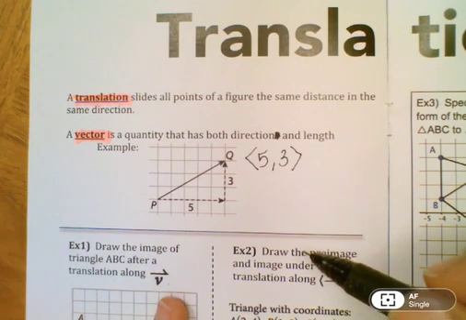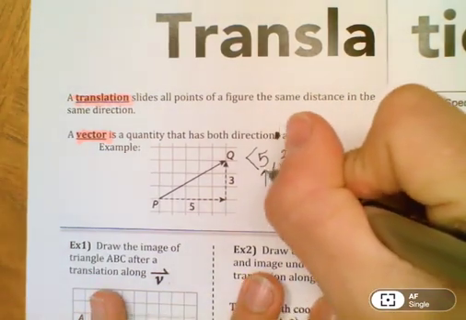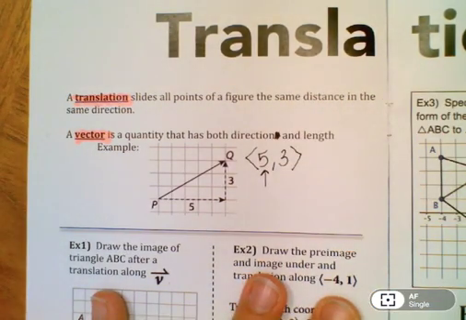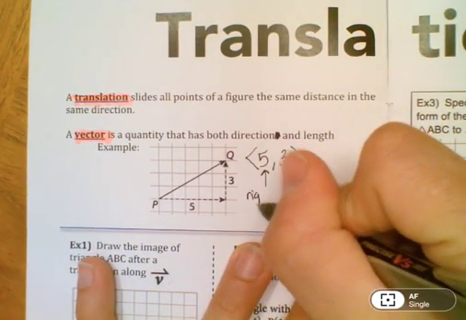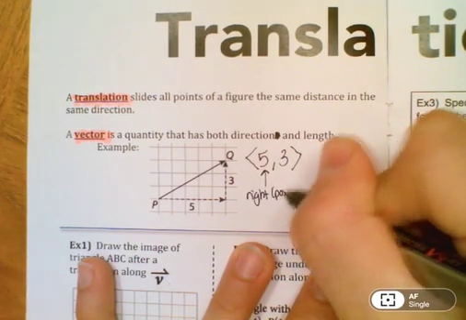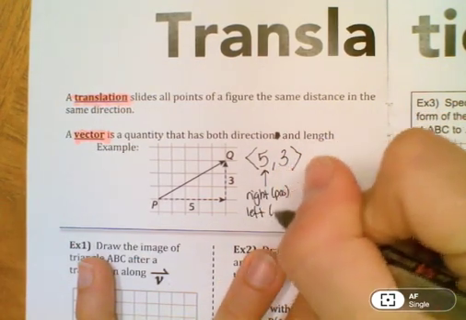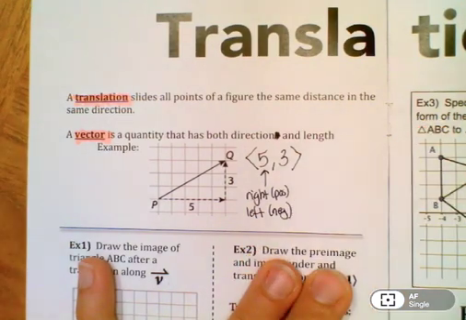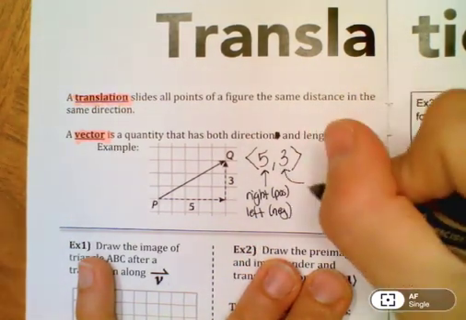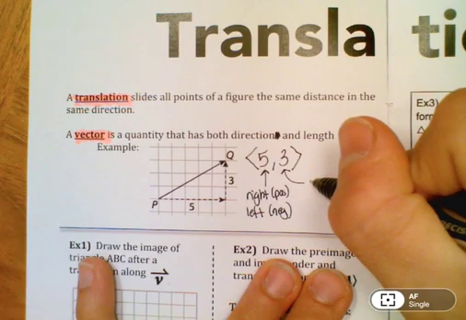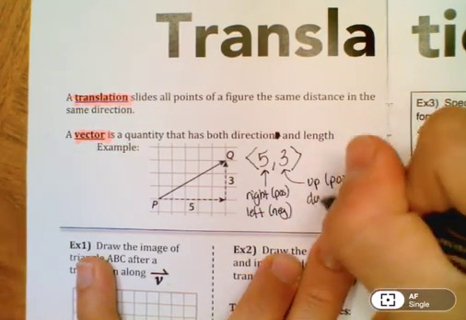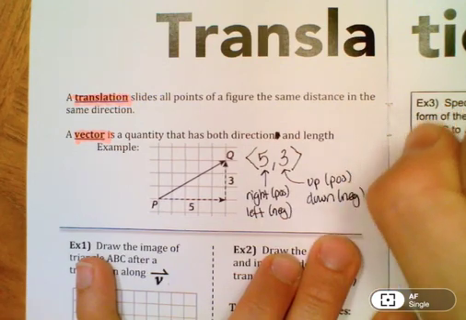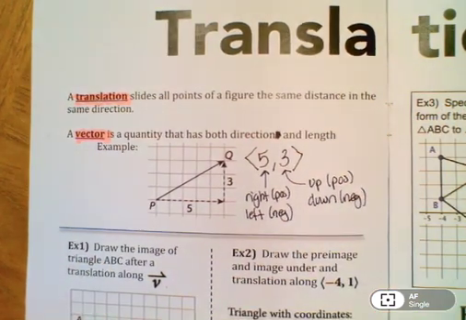And so it's worth noting that this first number here in any vector tells you to go left or right. So we'll be going right if it's positive, and we'll be going left if it's negative, just like a point. And then here, just like when we're graphing points, we'll go up if it's positive, and we'll go down if it's negative. Okay. All right, let's just jump into example 1.